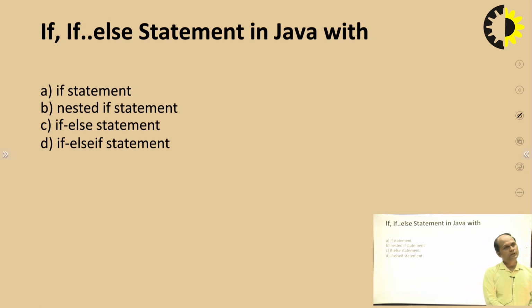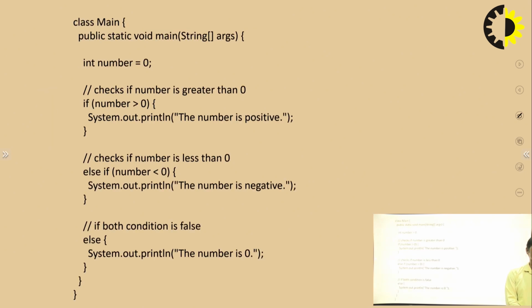After the operators, we can move on to the statements. We can use the if statement, nested if else, and if else if statement in Java. We can talk about the if statement first. Suppose we define the class, String args, and declare the variables. Check if number is greater than 0, then print number is positive, else if number is less than 0, then number is negative.